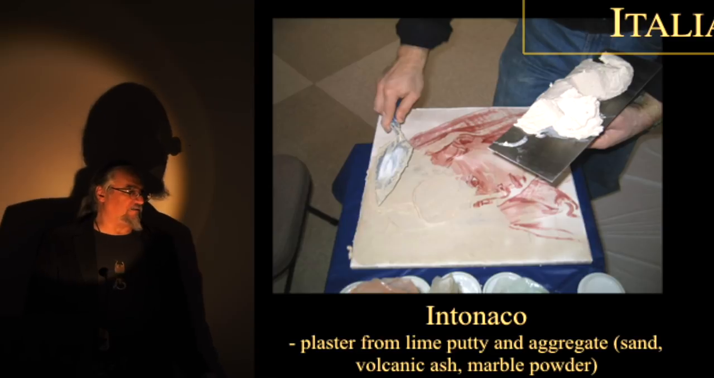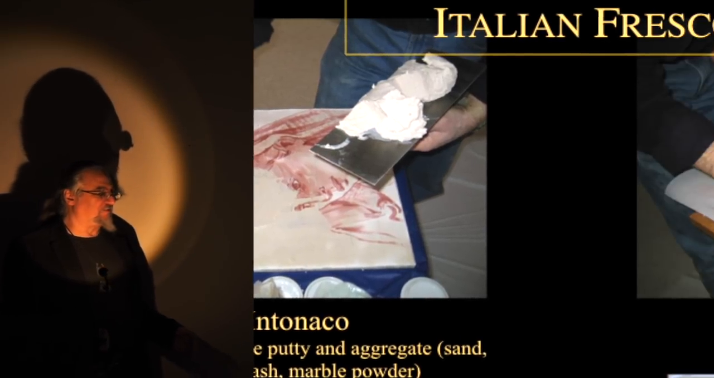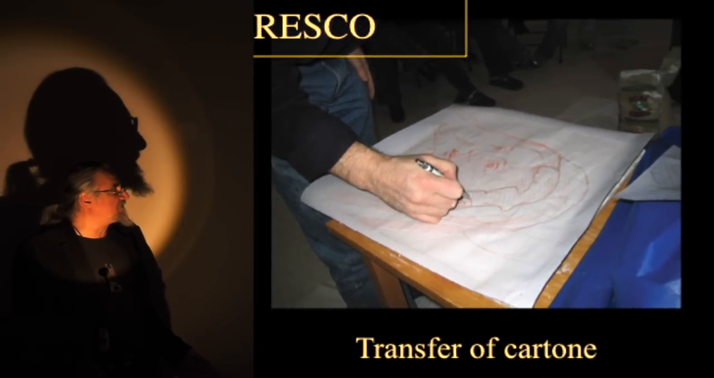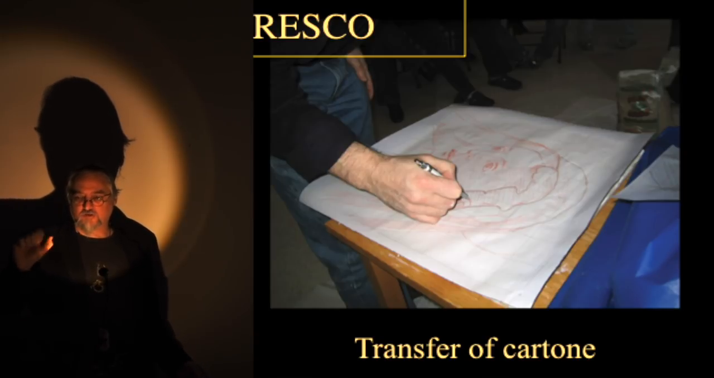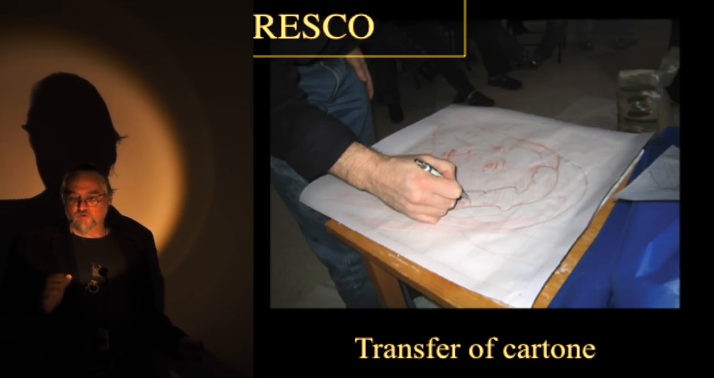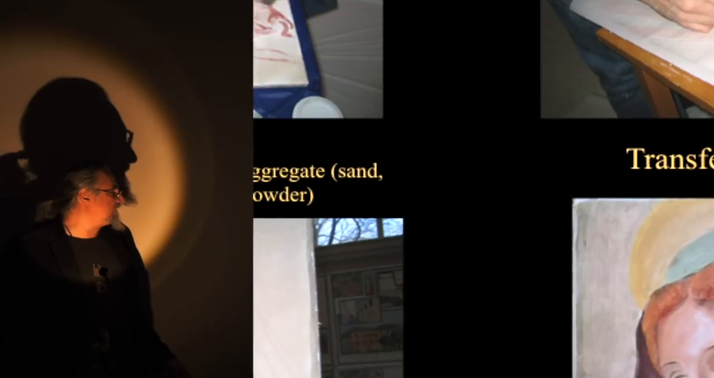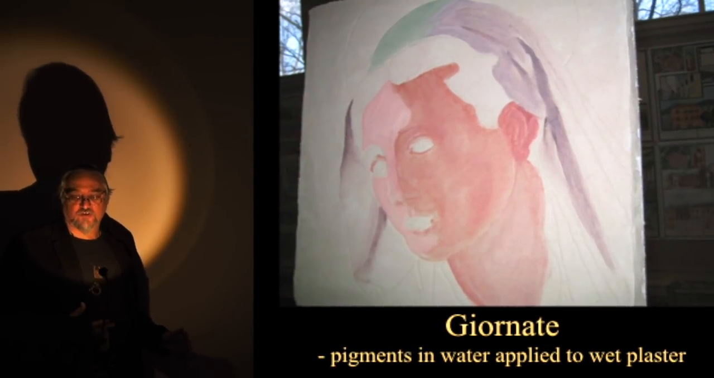As it dries, you wait perhaps half an hour, maybe an hour, until it's a bit more solid, and then you can do the transfer of the cartone. So you prick your cartone, and then you pounce with black charcoal to allow dots to come through the holes to give you an idea of where you're working. Next, you begin the fresco proper. And you only have one day in which to work because the plaster is drying.